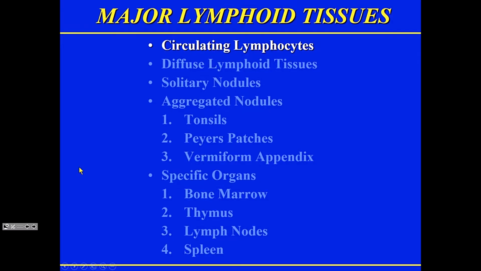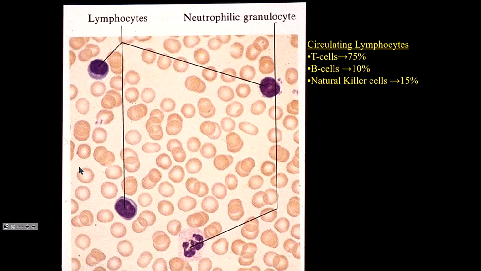So now let's go back and look at these in turn. So circulating lymphocytes in the blood are mostly going to be T cells, and we'll get a smaller percentage of B cells and a smaller percentage of the natural killer cells. But most lymphocytes in the blood will be T cells.